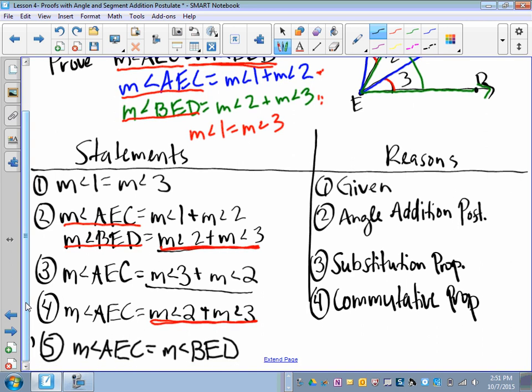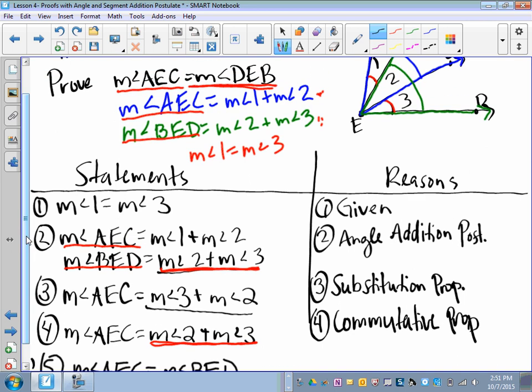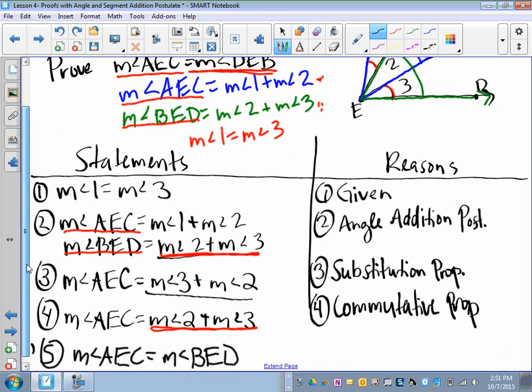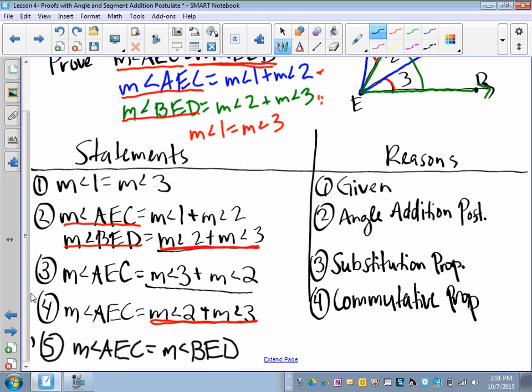Now, notice how when I labeled my angle, I said BED rather than DEB. I'm fine with you, at whatever point you want within the proof, if you did that, going ahead and switching that without having to state anything. That's just a matter of the order in which you listed the angle there. Alright, so then this is my substitution property.